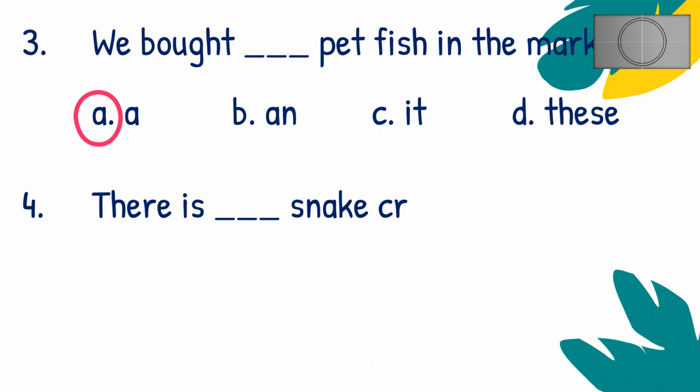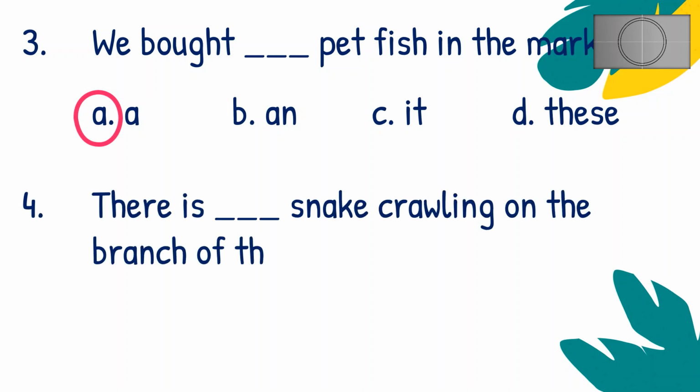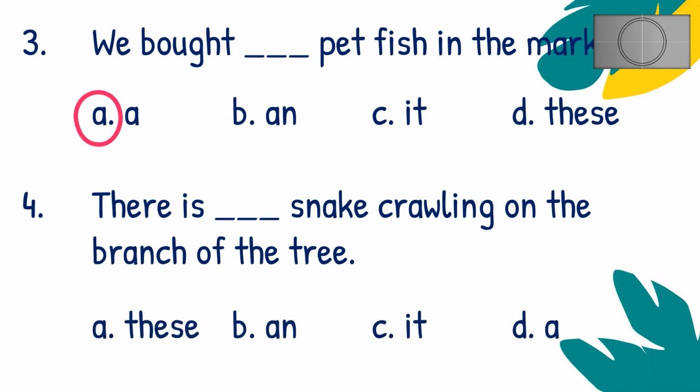Number 4. There is blank snake crawling on the branch of the tree. A. This, B. An, C. It, D. A. And the correct answer is letter D. A. There is a snake crawling on the branch of the tree.